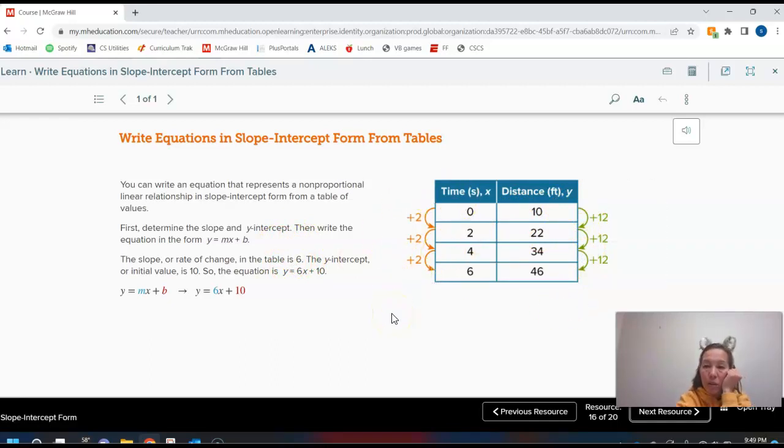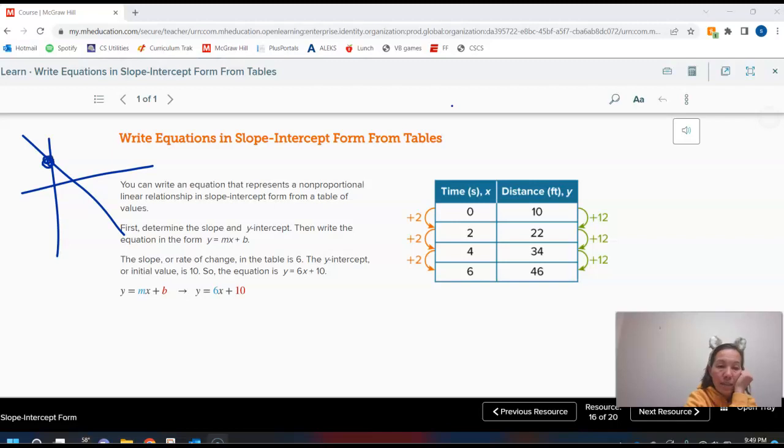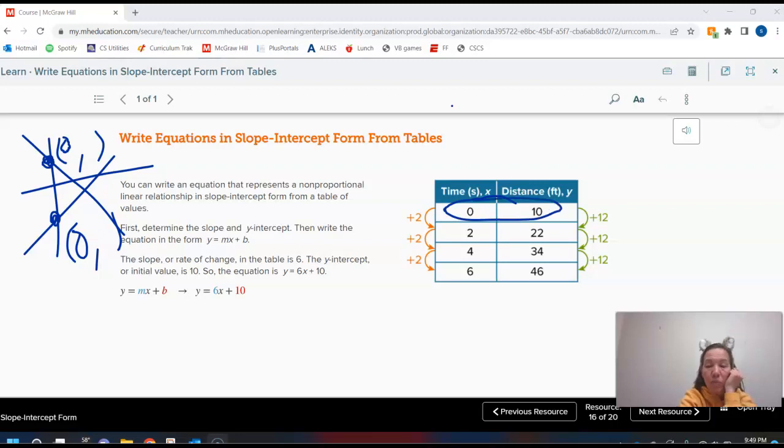But I want you to see where the y-intercept is on a table. Anytime we have a y-intercept where it crosses the y-axis, you think about this, any point on the y-axis, what is the x-coordinate of any point on the y-axis? The x-coordinate is always going to be 0, right? So from a table, anywhere where the x-coordinate is 0, that is a y-intercept. So my y-intercept is 10.